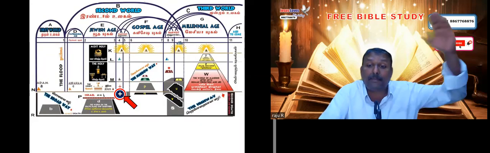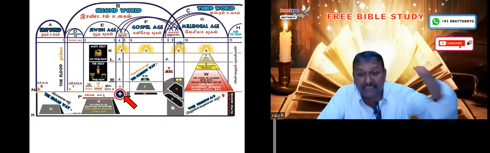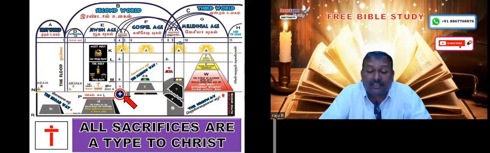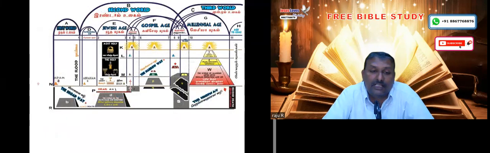And here you can see the cross. What does that cross represent? That represents Jesus dying in the Jewish nation as a typical sacrifice. All the Old Testament sacrifices signify the death of Christ on the cross. The bullock, goat, various types of sacrifices, morning, evening, all these things have the significance of the sacrifice of Jesus. So Jesus was the original of the shadow of the sacrifices in the Old Testament.